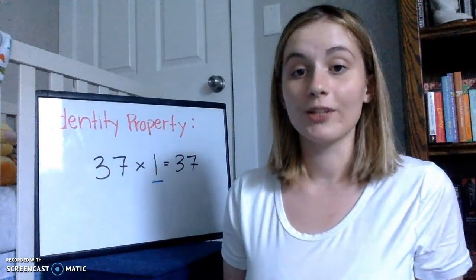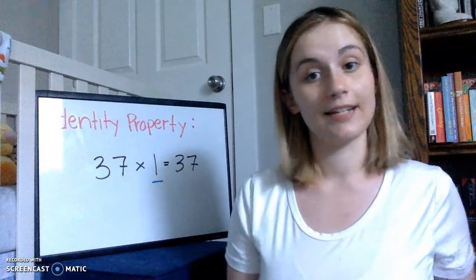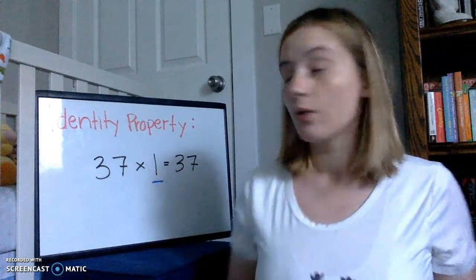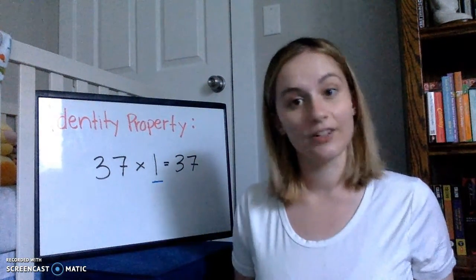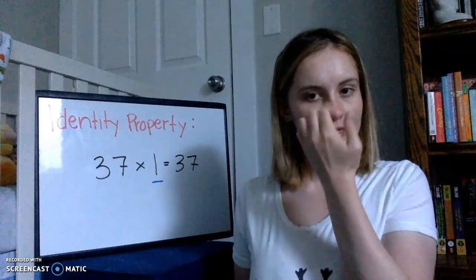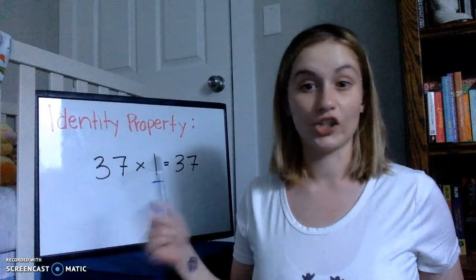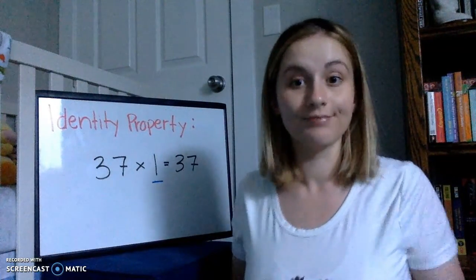Now let's switch it up and do the identity property of multiplication. The multiplication identity property deals with the number 1, not 0. So 1 doesn't take the identity of any other number when it's multiplied with it, if that makes sense. For example, 37 times 1 is still 37. 1 didn't change 37 at all. It's still 37 even though it was multiplied by 1.